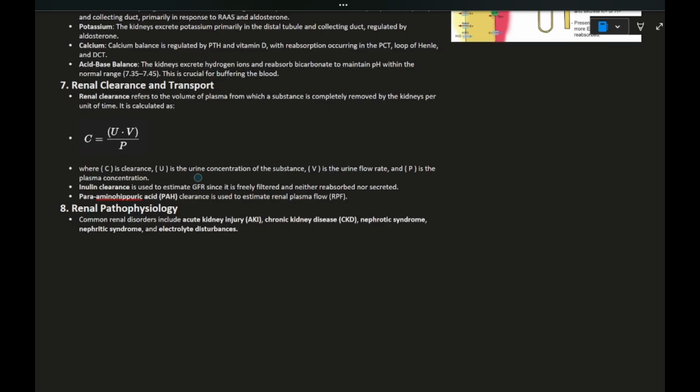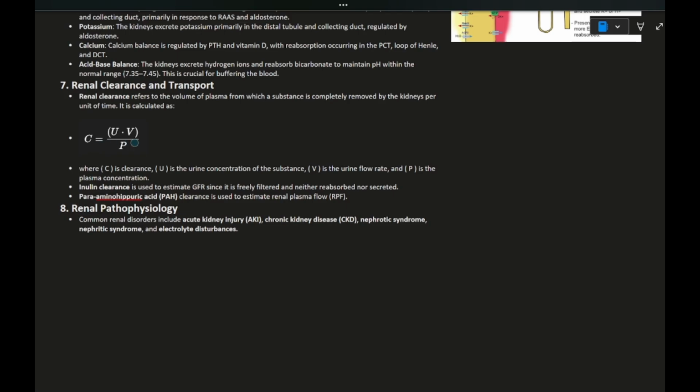Once again, you have to multiply the urine concentration of the substance by the urine flow rate, divide the product by the plasma concentration. And when you do this mathematical operation, you can calculate the clearance. And ultimately, calculation of clearance can help you to determine whether your kidney is functioning properly and is ultimately healthy.